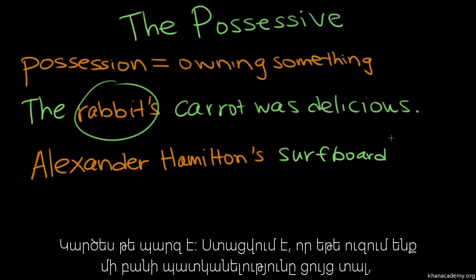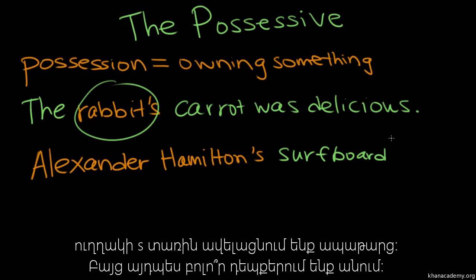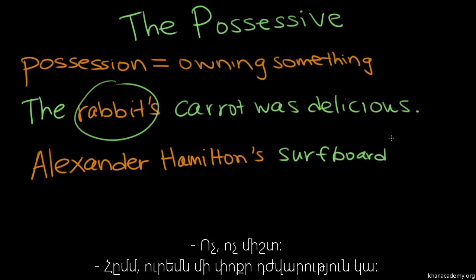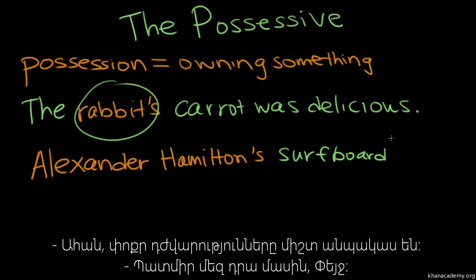All right, so that seems pretty straightforward. If we want to show possession, we just add an apostrophe S. Is that true in all cases, though? Well, okay, not always. So there's a wrinkle. Of course, there's always a wrinkle. Introduce for us this wrinkle, Paige.